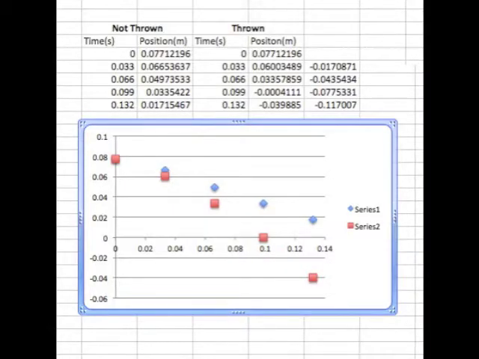For the what-if question, I wrote a program to model the cotton ball dropping if it was thrown. As you can see, the red line is if it was thrown. What I did was I added an initial velocity to my VPython code and then I ran it, and this is what I got. It does not reach terminal velocity, although if given enough time, it would reach a terminal velocity, but within this data set, it doesn't.